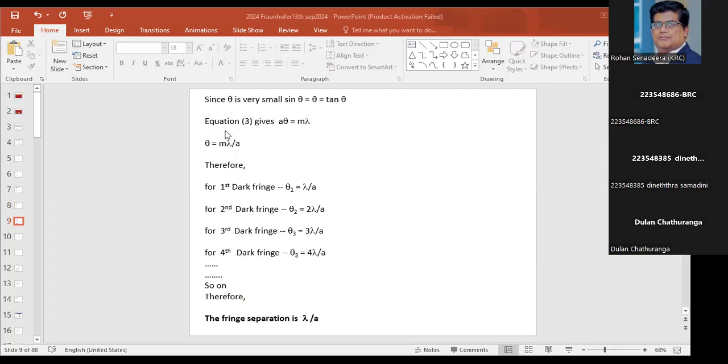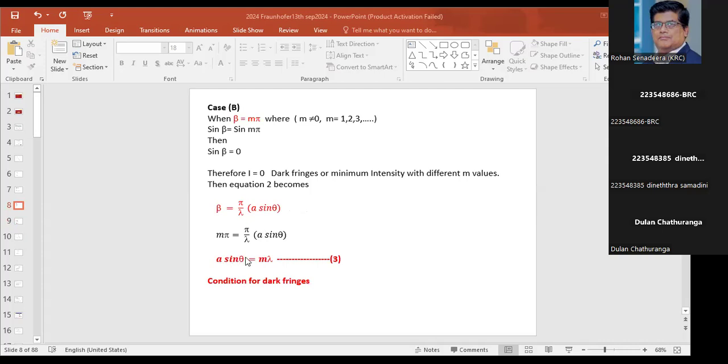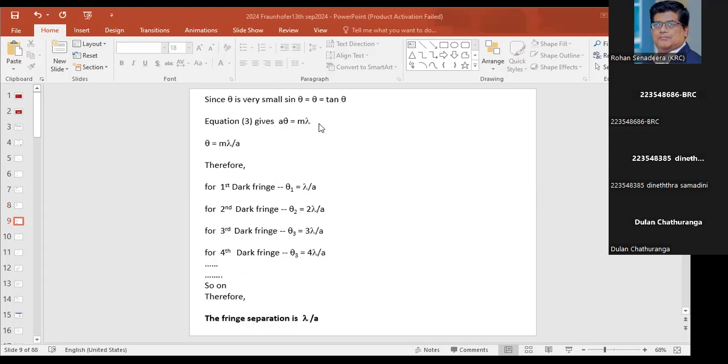Right, now let's see some more simplification, because we always use this theta with very small values, right? You remember that in the Young's double slit and everywhere, we always talk about small theta values. So here again, you can put the same thing and see what will happen. Since theta is very small, sine theta is equal to theta, otherwise tan theta is equal to sine theta is equal to tan theta. So here we can write, since sine theta is equal to theta, you can write a sine theta is equal to a theta. Previous equation, a sine theta is equal to m lambda, so a theta is equal to m lambda. Then you can write theta is equal to m lambda over a.